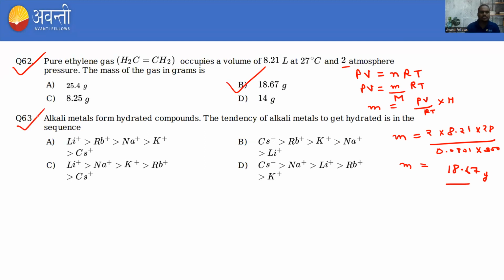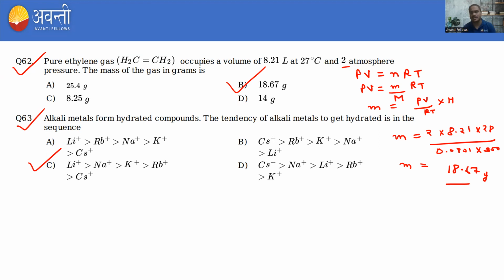Now, move to the next question, that is question number 63. Alkali metals form hydrated compounds. The tendency of an alkali metal to get hydrated is in the sequence. So you have to arrange them into sequence. So you already know this thing better. This is a very straightforward question.